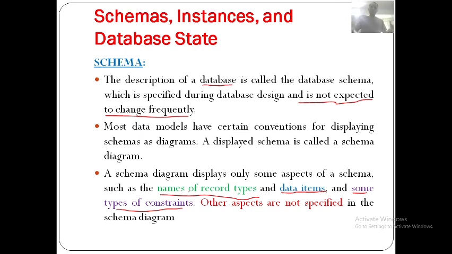A schema diagram displays only some aspects of a schema, such as the name of the record type. It is nothing but an entity name or a table name. And data items are nothing but column names, and some types of constraints like foreign keys and primary keys. Other aspects are not specified. Other aspects means things like data type and size, which are not specified over here. Got it? So this is all about the schema.